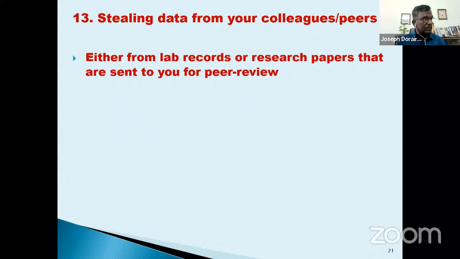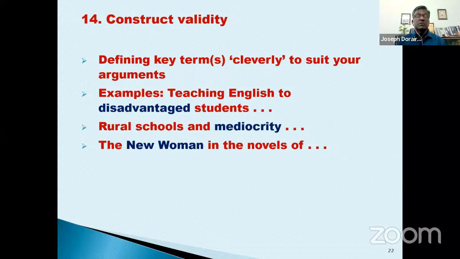The 13th practice: stealing data from your own colleagues and peers. Some of my friends have told me that in laboratories they have a common computer where data is recorded. In their absence, colleagues or peers steal the data. This is unethical practice, and it happens very often in, let us say, a chemistry laboratory, physics laboratory or computer lab: stealing data from your own colleagues, your own peers.